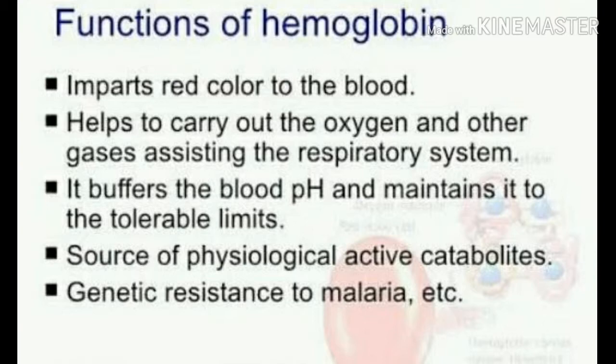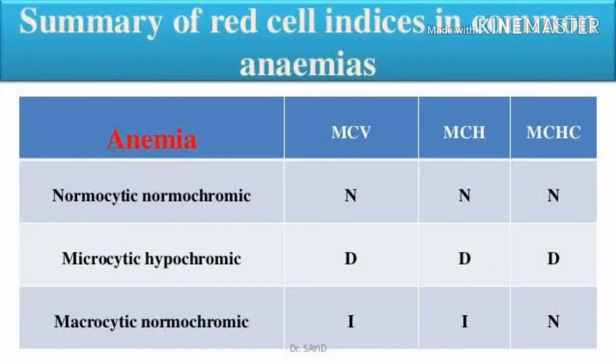Iron deficiency anemia falls under a classification of anemia known as microcytic hypochromic anemia. And it is the most common cause of anemia worldwide, and the most common cause of microcytic hypochromic anemia that I was just saying. So all red cell indices, your mean cell volume, your mean cell hemoglobin, as well as your mean cell hemoglobin concentration, are decreased in iron deficiency anemia.